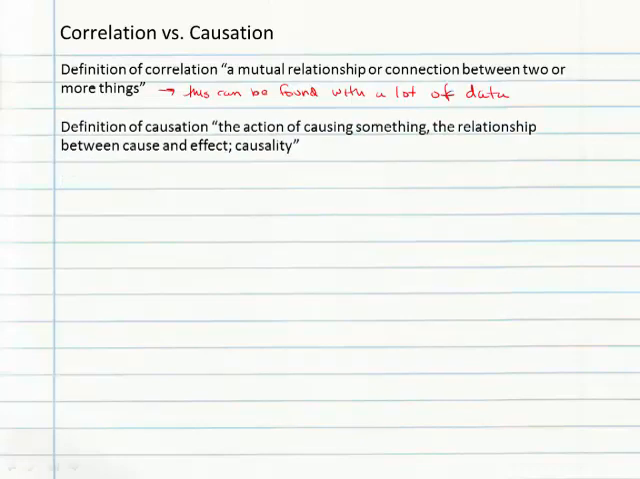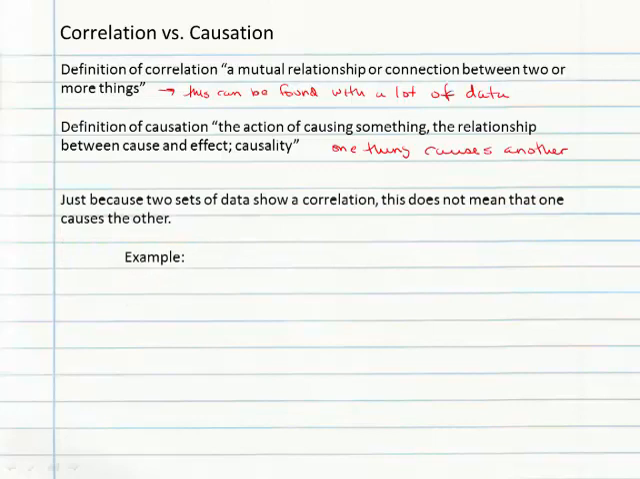Causation. Causation is the action of causing something, the relationship between cause and effect, or causality. When you're talking about causation, this is one thing causing another. So, for example, rain causes things to get wet. So you have a definite connection there. But just because two sets of data show a correlation, it does not mean that one causes the other.